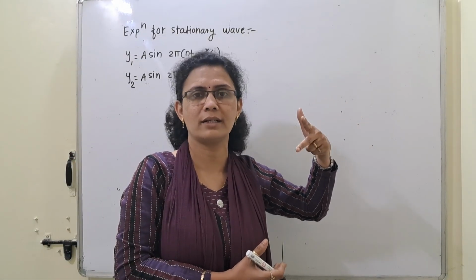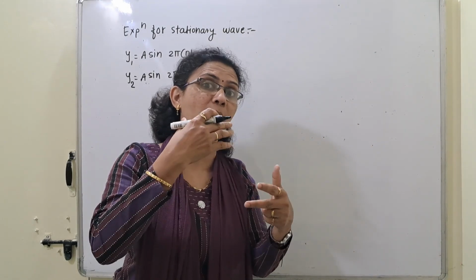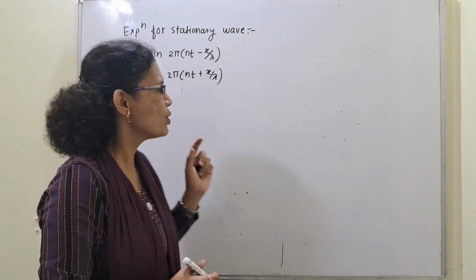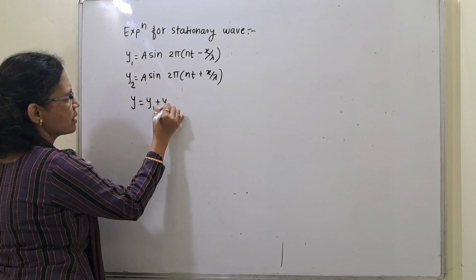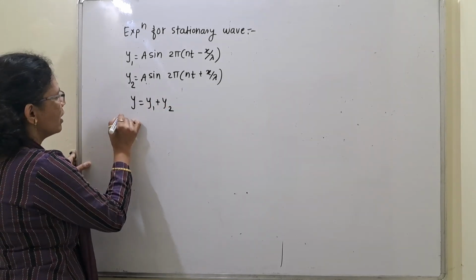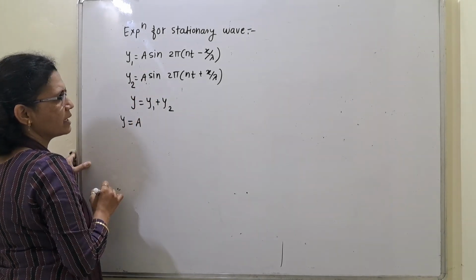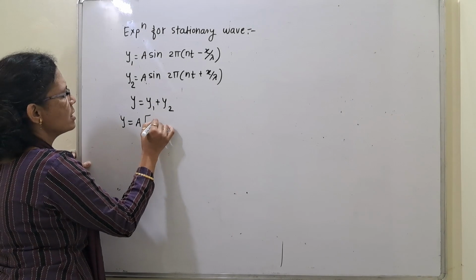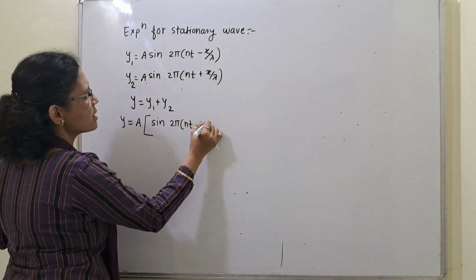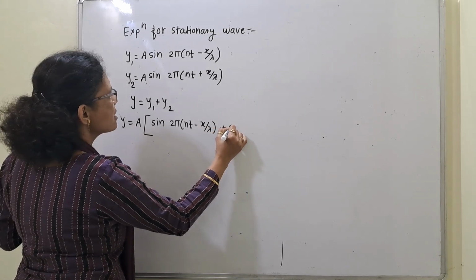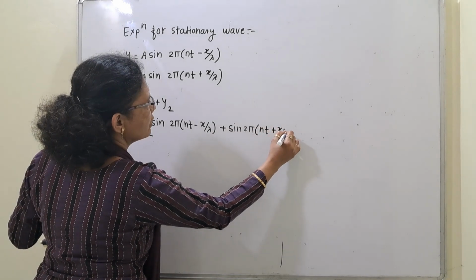The resultant expression of these two, the resultant wave after their superposition, that will be the stationary wave. So we have to add them again. So y is equal to y1 plus y2. Right? Now y is equal to a, and a is common. Therefore I will take it outside. In bracket there will be sine of 2 pi n t minus x upon lambda plus sine of 2 pi n t plus x upon lambda.